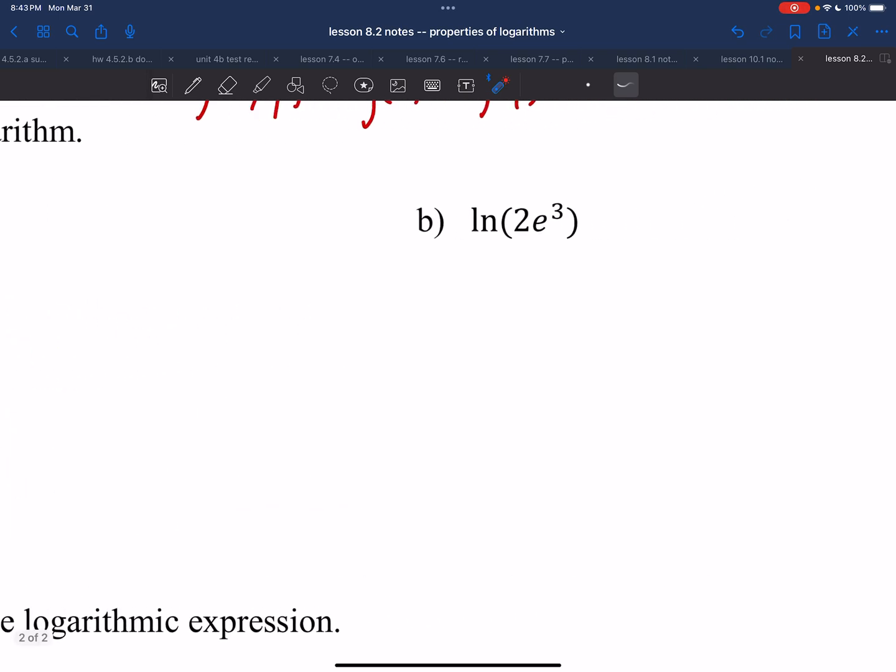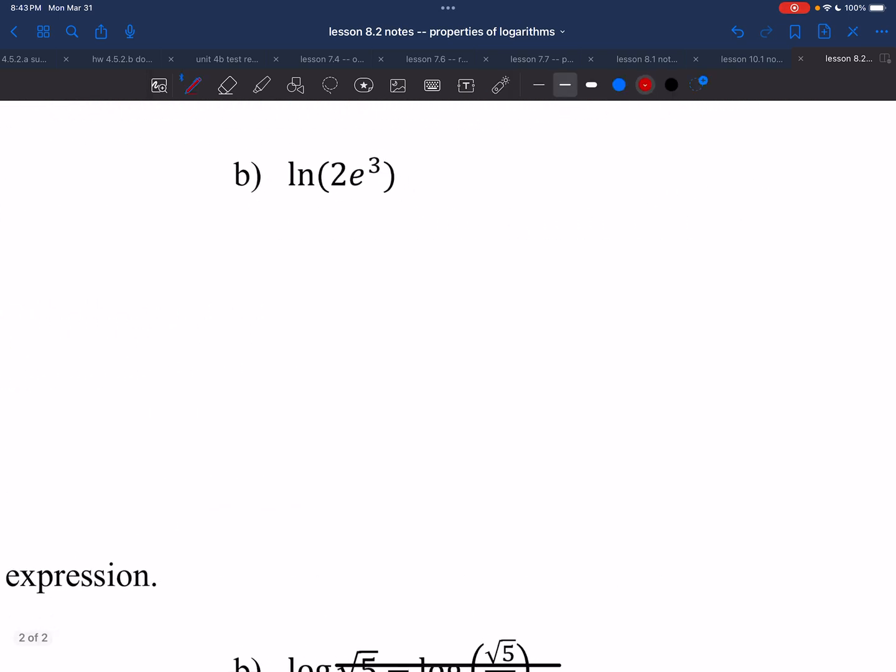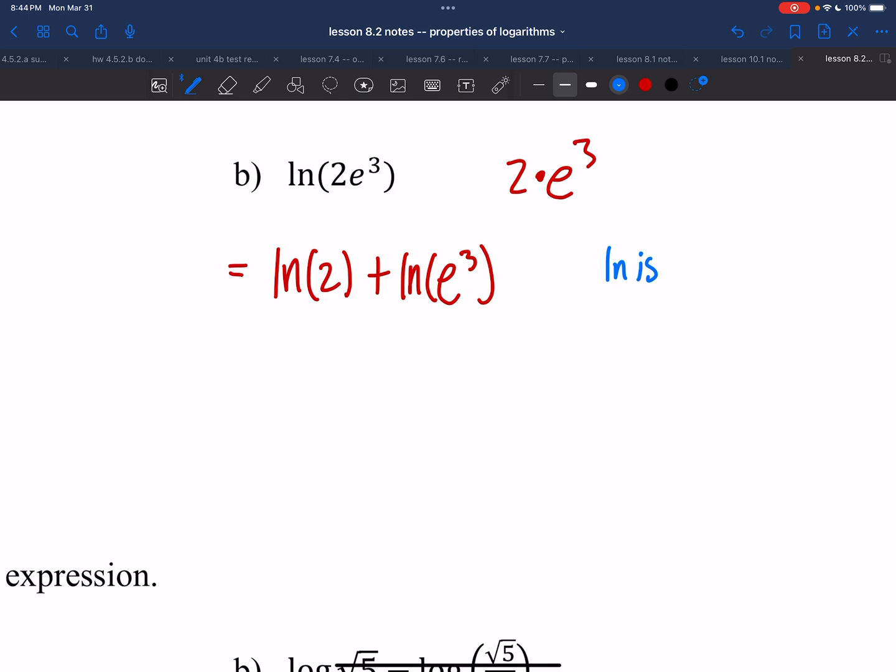Okay? Let's see one more example of this expansion. This one is just to see, we talked about e, we talked about natural log. This is an example of that in action. So if you look at the argument, it's 2 times e cubed. So this is separated through addition. So it's going to be separated as natural log 2 plus natural log of e cubed. Now remember, natural log is in base e, right? ln is, I'm going to say log base e.